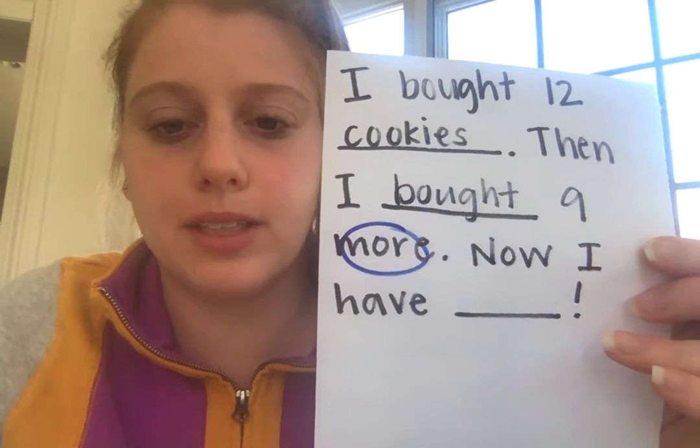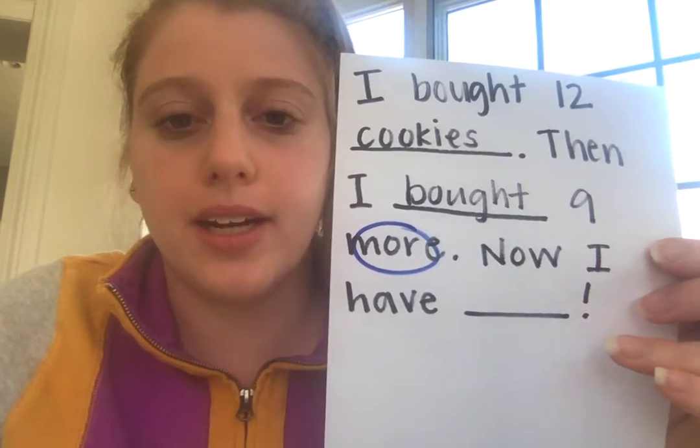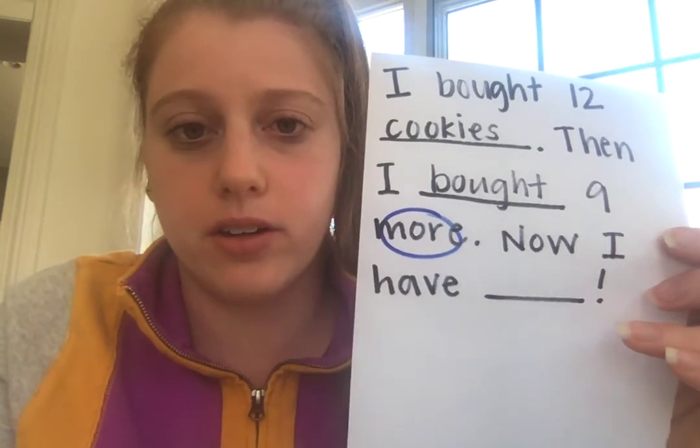Okay, so now our problem says, I bought 12 cookies. Then I bought 9 more. Now I have blank. This tells me that this wants the answer, so the number of how many cookies I have altogether. So now I'm going to draw my picture and I'm going to solve this problem. So go ahead and draw your picture. We're going to draw 12 and 9.